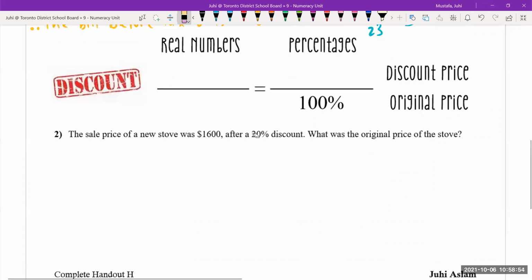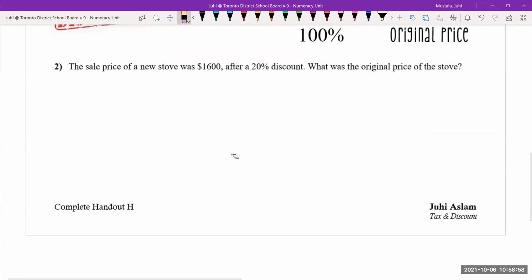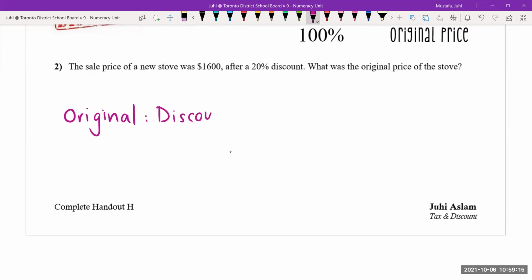So in a very similar way, see how we have before tax and after tax? When we're talking about discount, you're going to have your original price and your discounted price. So the two columns I'm going to have are original price and then discounted price. This makes sense, right? If you're ever buying like an Xbox or something and it's discounted, you'll have the original price it was at and then the discounted price.